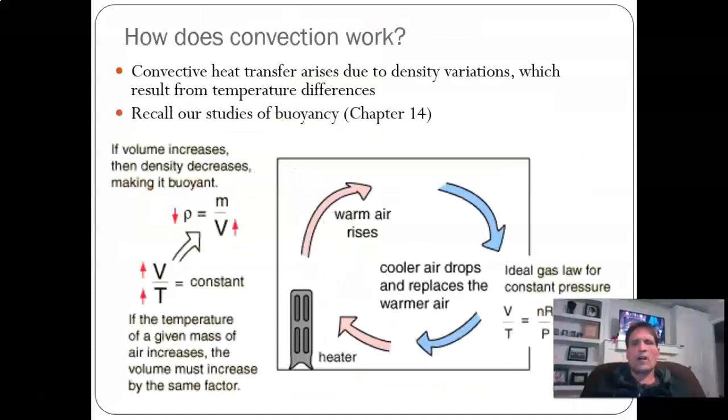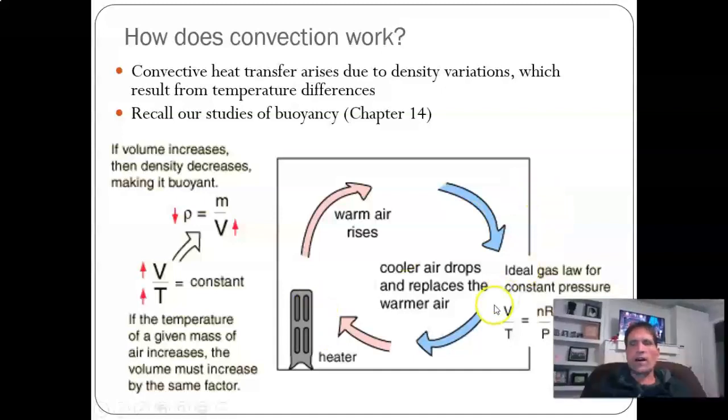So if you recall, we talked about buoyancy, right? So something will rise in a fluid if it's less dense than its surroundings, and it'll sink if it's more dense. So let's look at this heater. Suppose we have a baseboard heater here, and that's near the floor. So we're going to heat the air in direct contact with the heater. That's going to heat, and that air is going to be less dense than the surrounding air.